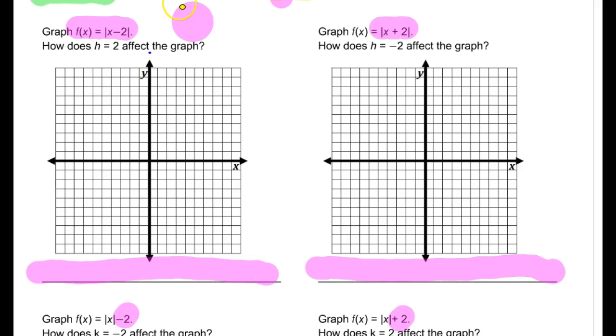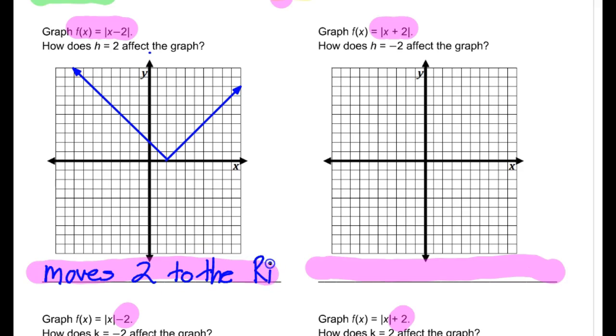So on here, let's go ahead and jot it down. Okay. And these all have a slope of 1, up 1, over 1. And it moves 2 to the right. Okay. Again, which is not really intuitive. It's a -2, but yet it's moving it in a positive direction. Same thing over here. It's a +2, but it moved it in a non-intuitive direction and went to the left.